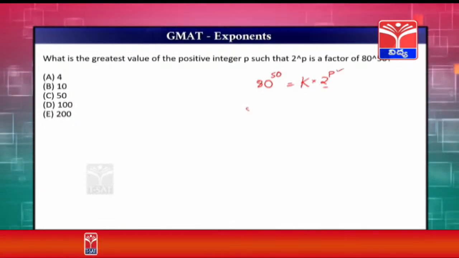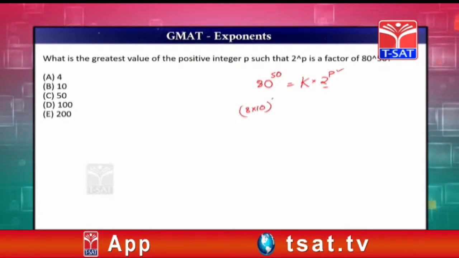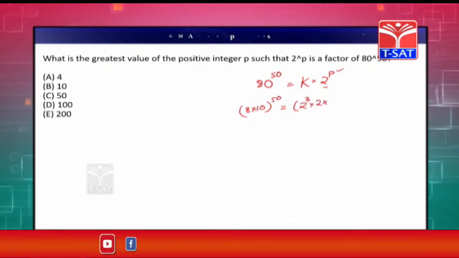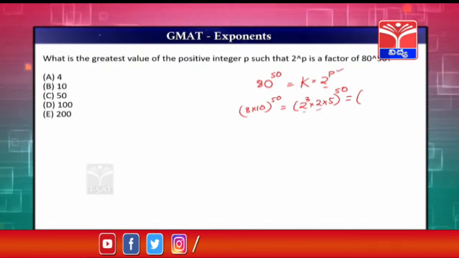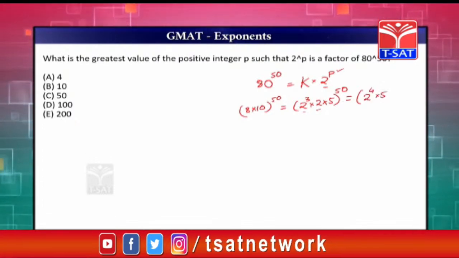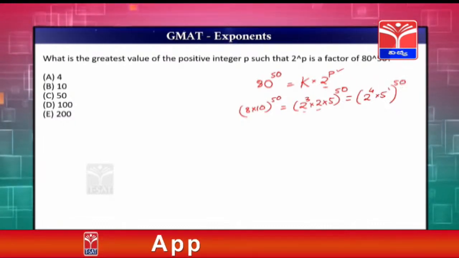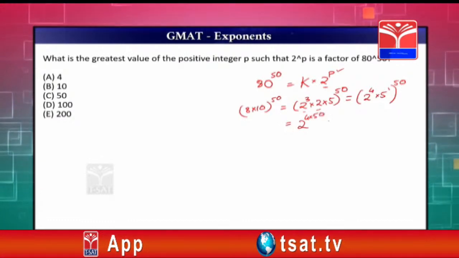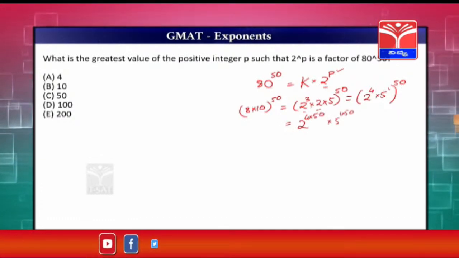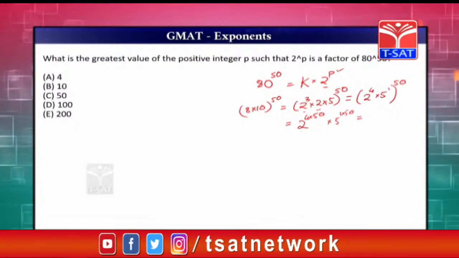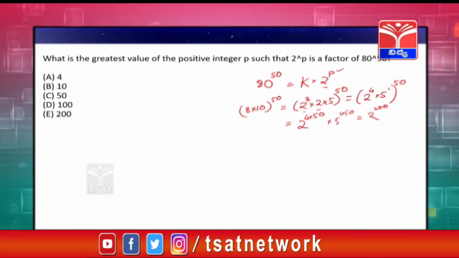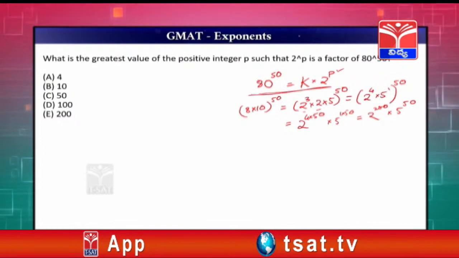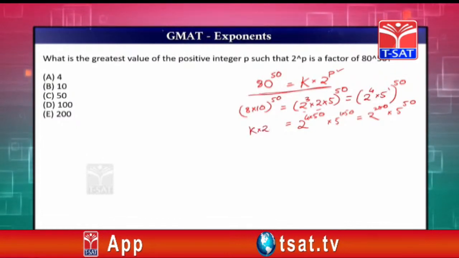So, 80 is nothing but 8 into 10, raised to the power of 50, is equal to 8 is 2 cube and 10 is 2 into 5. So here you have 2 cube into 2 will be 2 to the power of 4 into 5 to the power of 1, whole to the power of 50. So when you expand this, you will get 2 to the power of 4 into 50 and 5 to the power of 1 into 50. So that is nothing but 2 to the power of 4 into 50 is 2 to the power of 200 and 5 to the power of 50. This is equal to, now let's substitute that into this equation, k into 2 to the power of p.